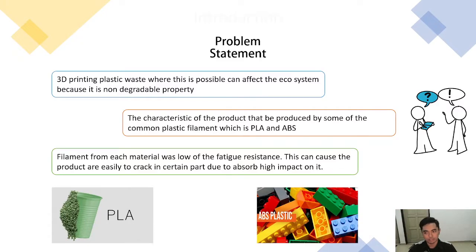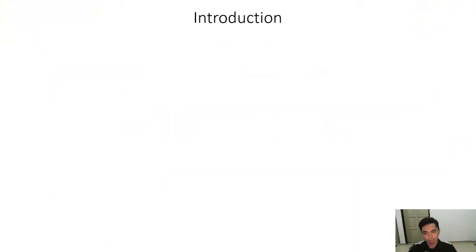The problem statement is that 3D printing plastic waste can affect the ecosystem because it is not degradable. After that, the products produced by some common plastic filaments, which are PLA and ABS, have low fatigue resistance, so this can cause the product to crack easily in certain parts when absorbing high impact.